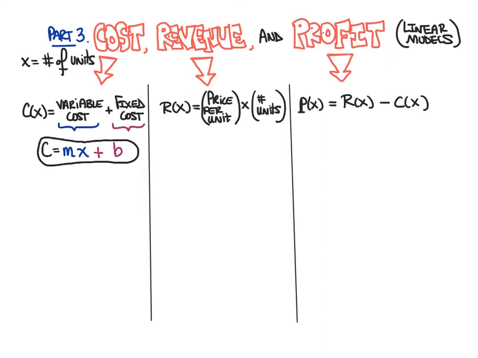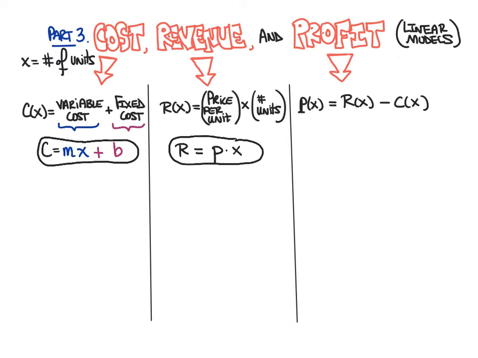Now, once the company decides to sell that product, they're going to create revenue from selling that product. And the revenue depends on how much they sell the product for. So if you sell 50 phones for $1,000 a piece, you're going to make $50,000, and that's the company's revenue. So the revenue R will always depend on the price, which we'll call P, times the number of units that they sell. So R is actually equal to P times X.